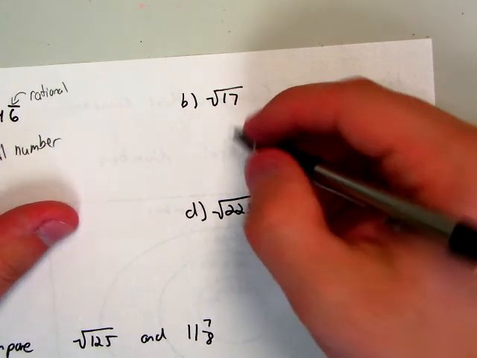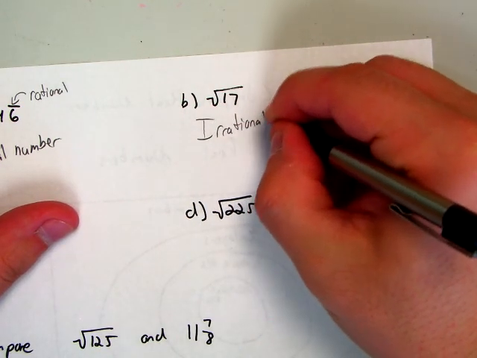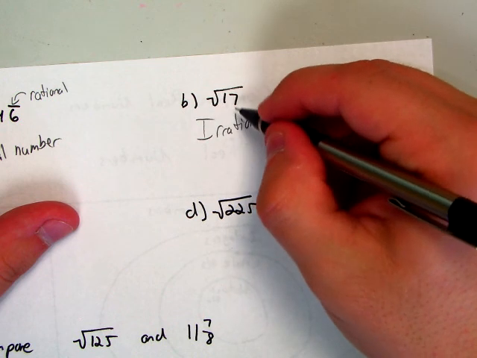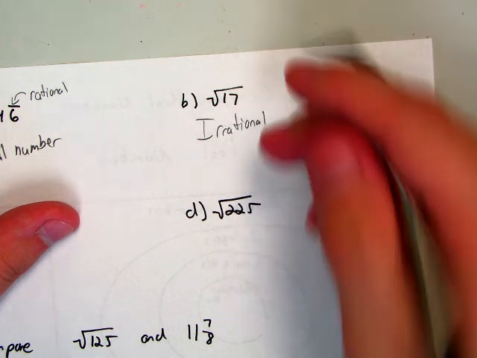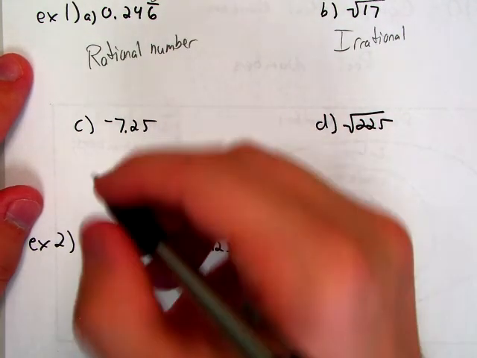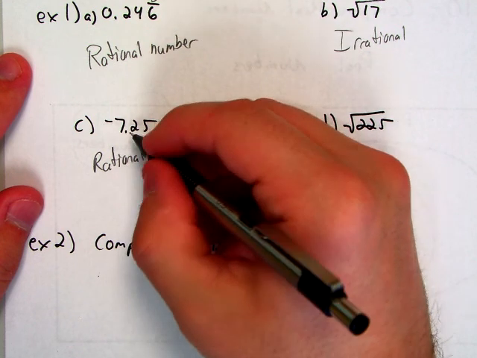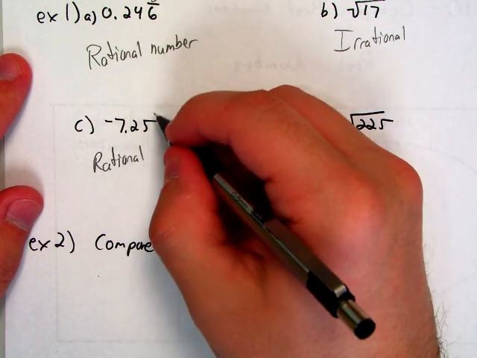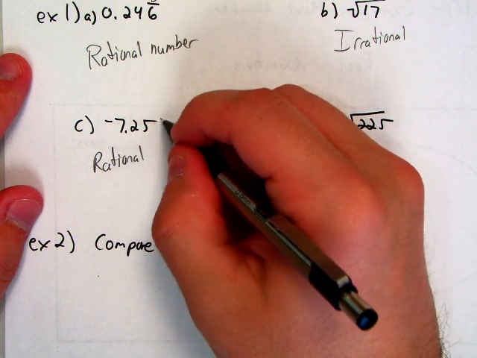Letter B, square root of 17. This is irrational because 17 is not a perfect square. Letter C, negative 7.25. This is a rational number because it's a negative number that has a decimal. The decimal tells us that it's a rational number.